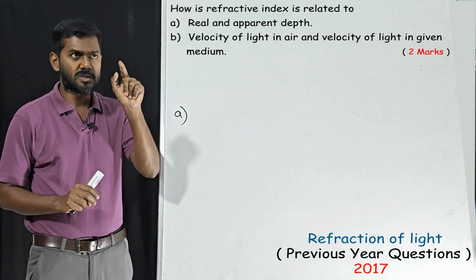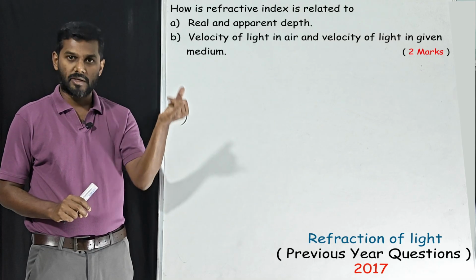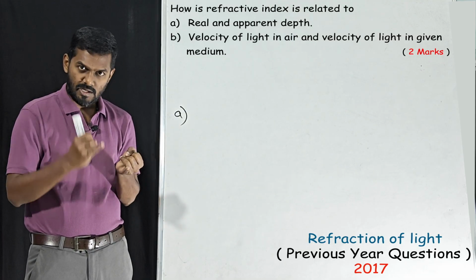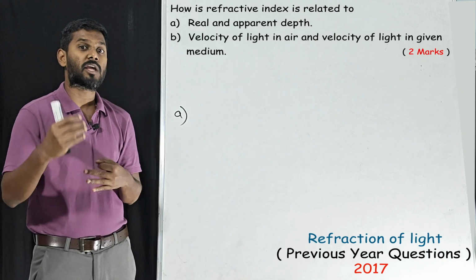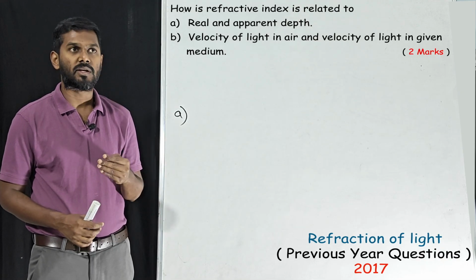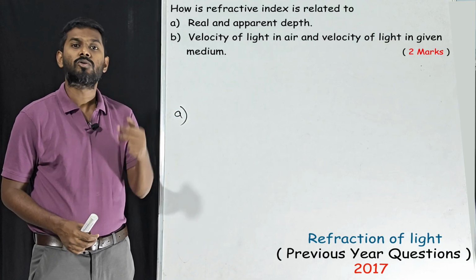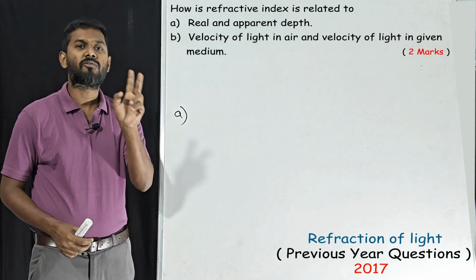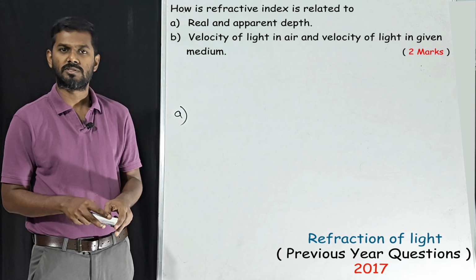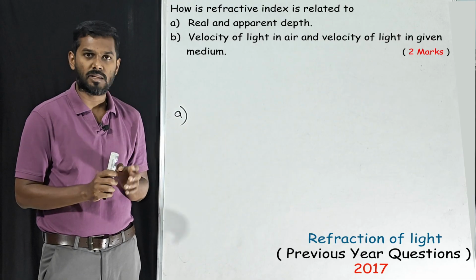But in this question, see the question properly: how refractive index is related to real depth and apparent depth. So refractive index, real depth and apparent depth, they are talking about three physical quantities. Whenever they talk about three physical quantities, we have to write the formula. Whenever they talk about two physical quantities, we have to write whether they are directly proportional or inversely proportional. Okay, this is the meaning. This is how you have to tackle the questions.